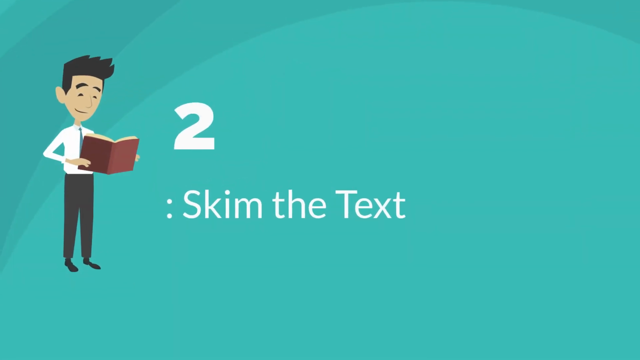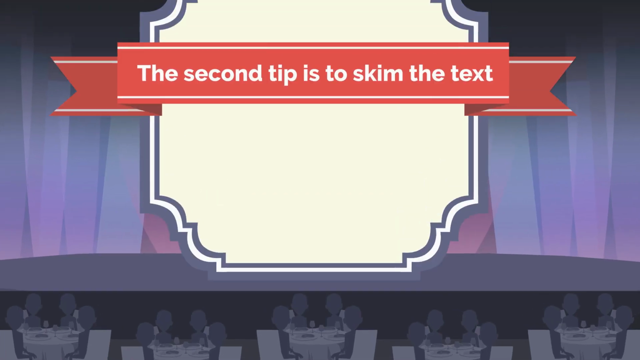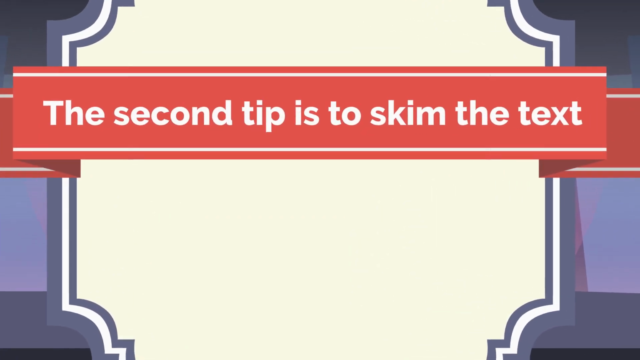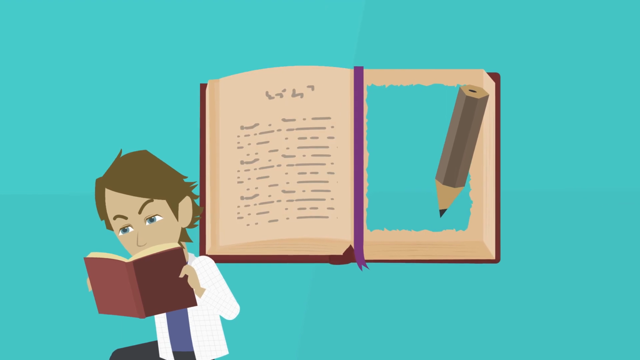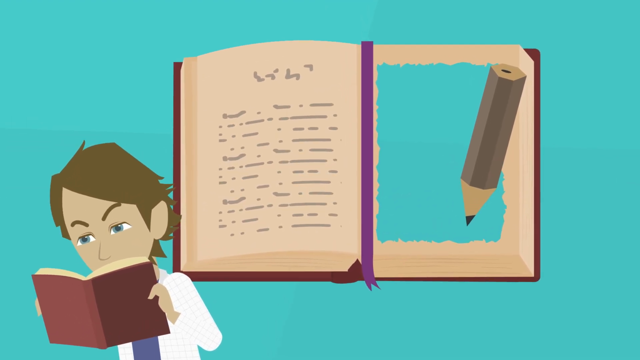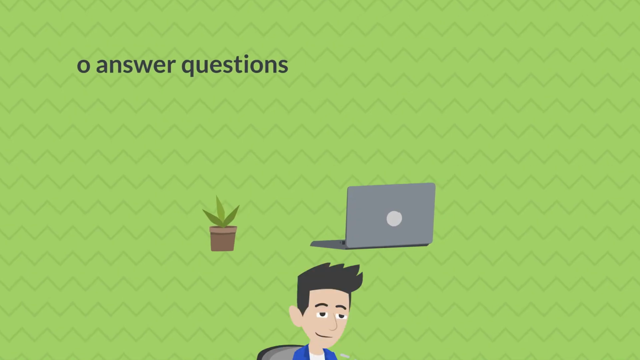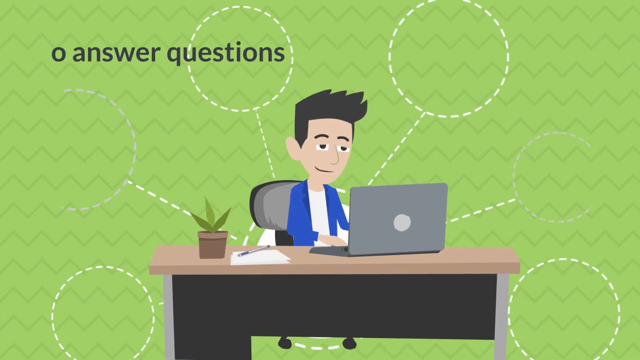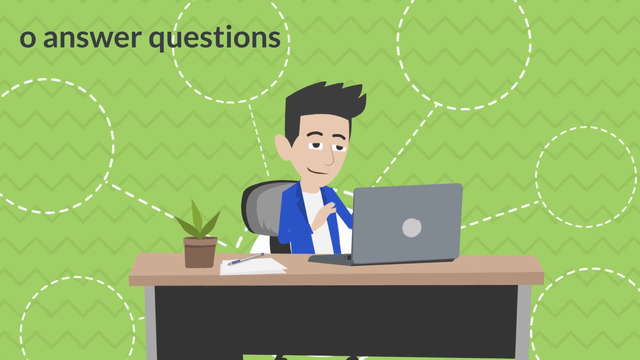Tip number 2, skim the text. The second tip is to skim the text. Skimming is a quick reading technique that involves reading through the text quickly to get an overall idea of what it's about. This will help you to answer questions that require you to have a general understanding of the text.